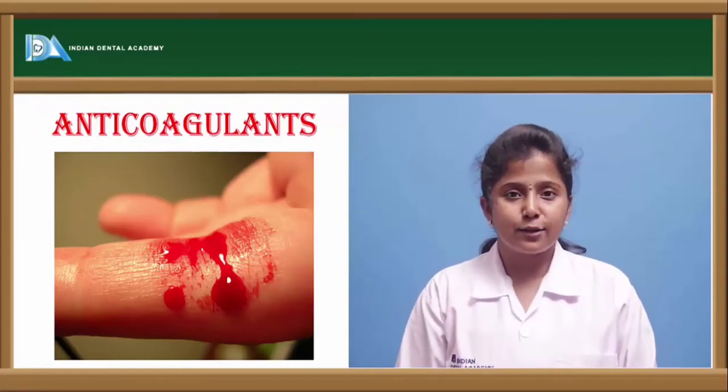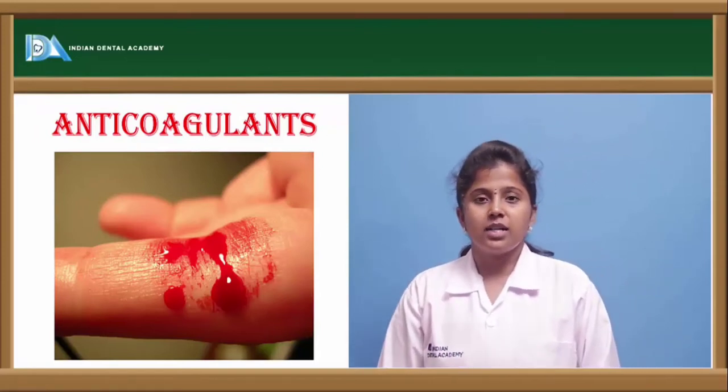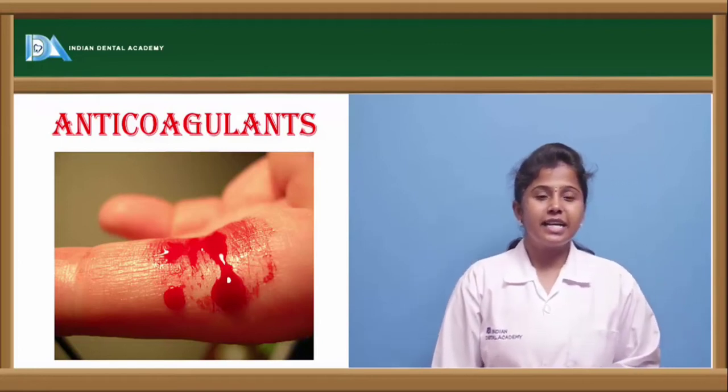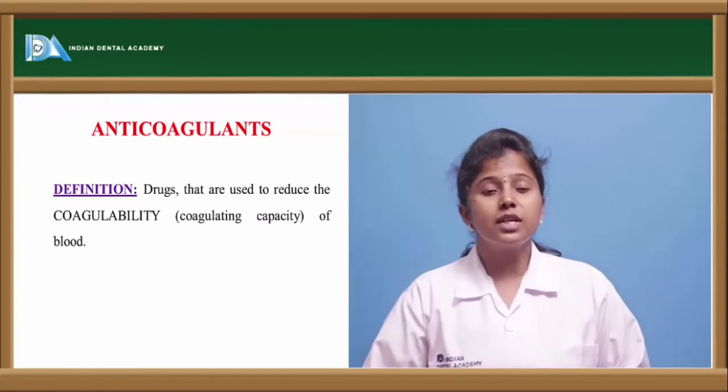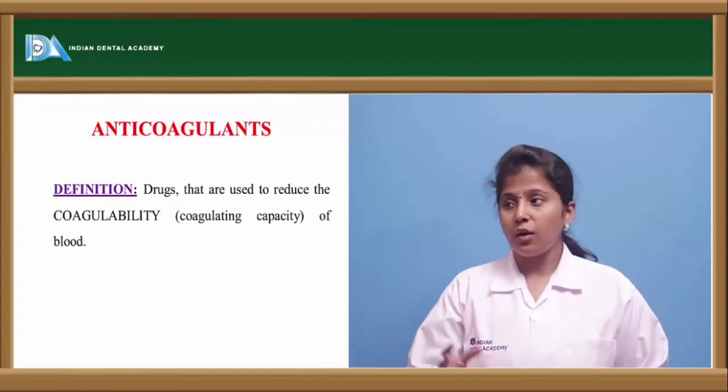We will see the other class of drugs called anticoagulants. The name itself indicates they are acting against coagulation. So anticoagulants are the drugs which are reducing the coagulation capacity of the blood.